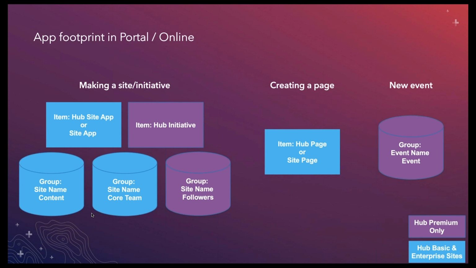group for site name followers. So basically, anyone who's following your initiative or your content on your site will be in that group, which is separate from people who have access to edit the content. Additionally, if you create pages on your initiative or your site, you'll have a hub page or a site page created, and that's just an item in ArcGIS Online. And if you're in premium and you create a new event, a new group is made to house event attendees.